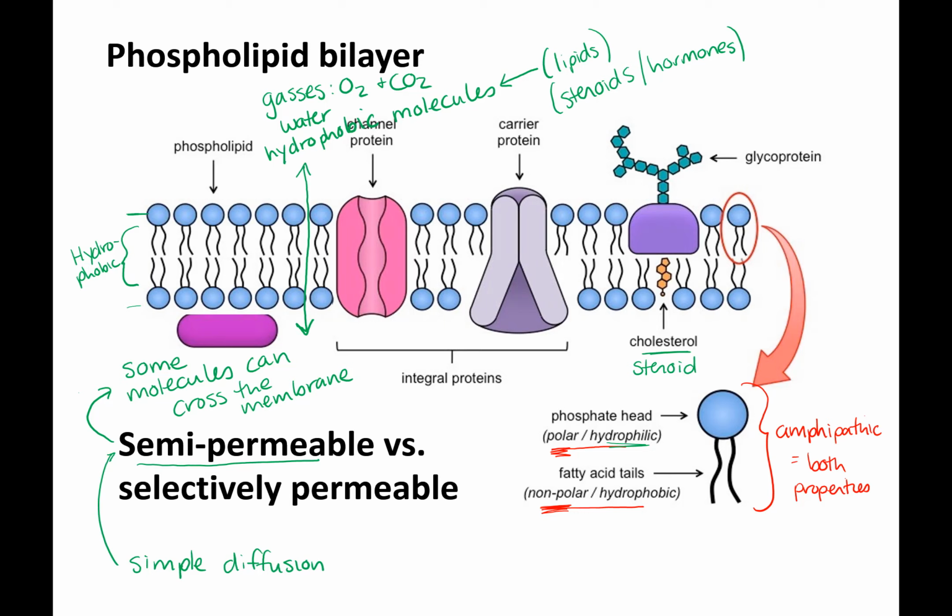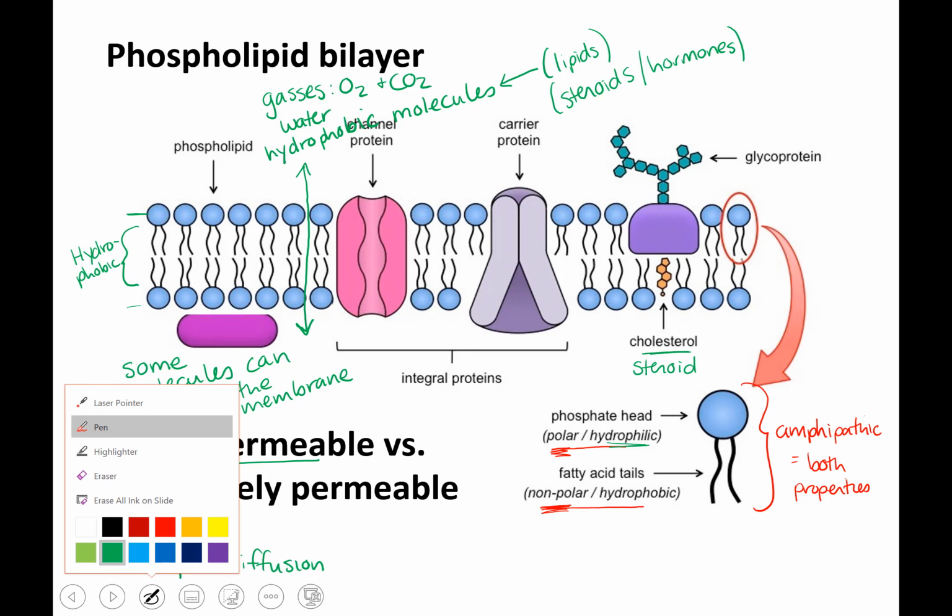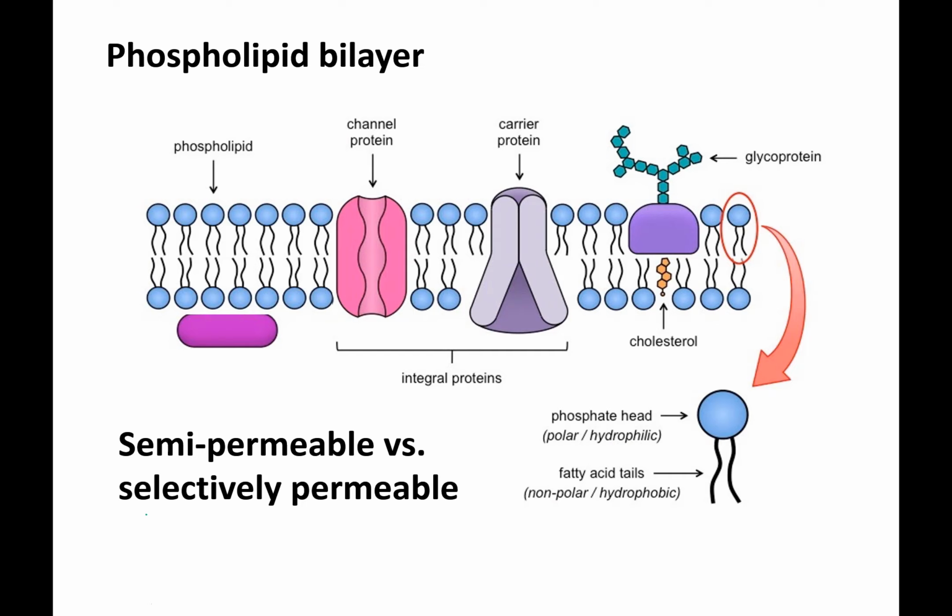Okay, I'm going to erase the information on this slide and we're going to talk about selectively permeable. Okay. Selectively permeable means the cell, or the membrane, I should say, can control what crosses. It selects. This requires proteins.